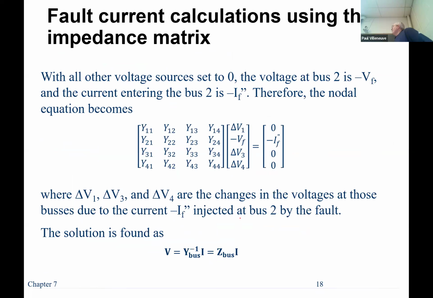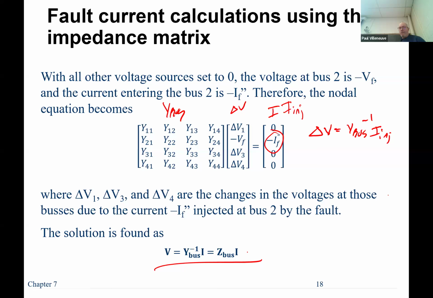Now I'm going to go ahead and put my fault on bus 2. So I'm going to show where my negative IF is shown right in position 2. This is my injected current, and this is using the superposition approach. Now I'm going to calculate my delta V's. So this is going to be Y bus. This is my delta V matrix, and this is my I matrix. So delta V is equal to Y bus inverse times my I injected. Okay, that's what I'm solving for right here.